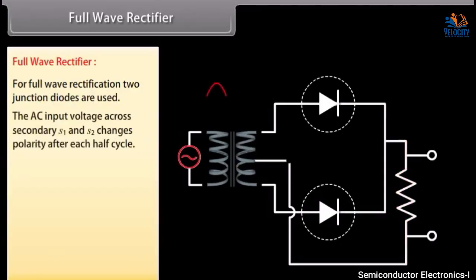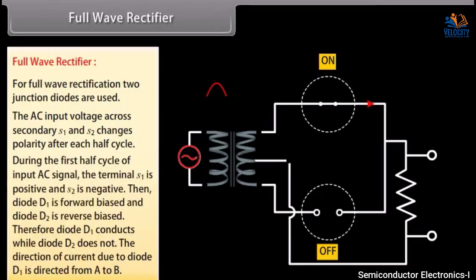The AC input voltage across secondary S1 and S2 changes polarity after each half cycle. During the first half cycle of input AC signal, the terminal S1 is positive and S2 is negative. Then, diode D1 is forward biased and diode D2 is reverse biased. Therefore, diode D1 conducts while diode D2 does not. The direction of current due to diode D1 is directed from A to B.